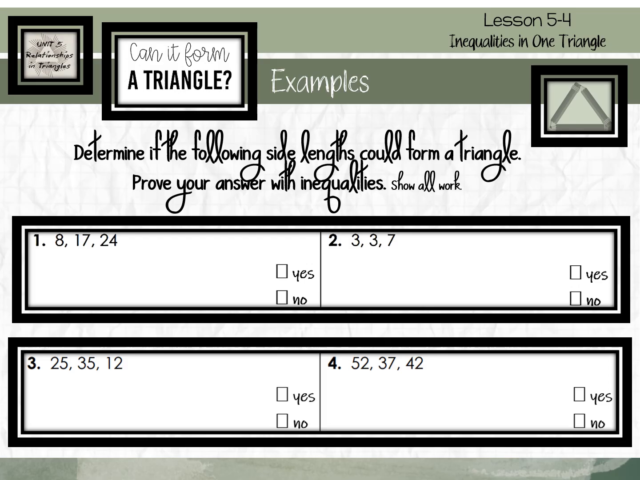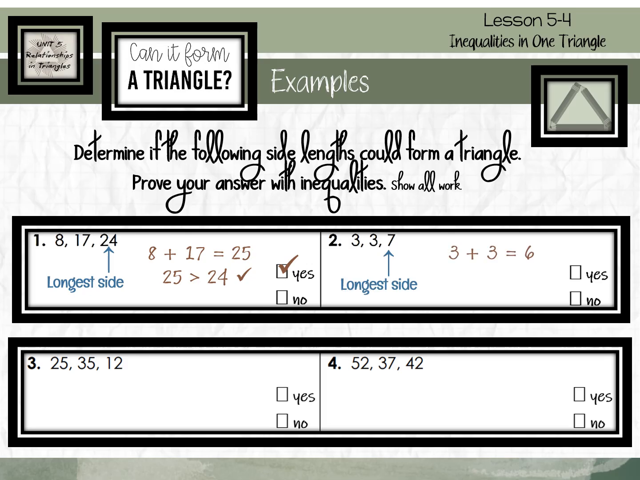So determine if the following side lengths could form a triangle. Prove your answers with inequalities, show all work. So I always like to find the longest side. It isn't always listed first. So if we add the two shorter sides, we get 25. 8 plus 17 is 25, and 25 is more than 24. Yes, we have a triangle.